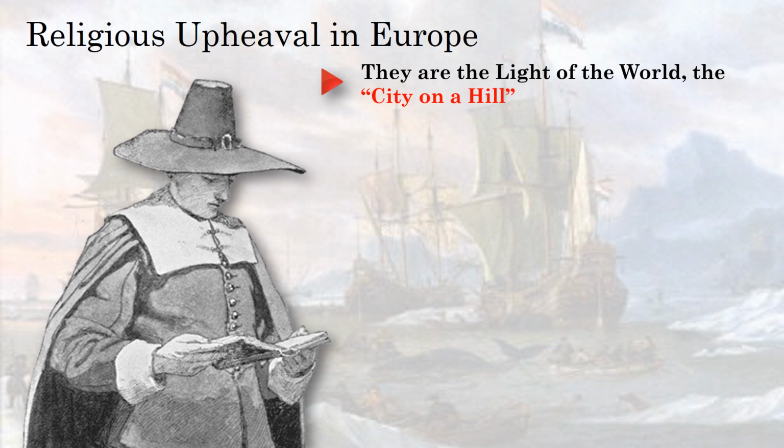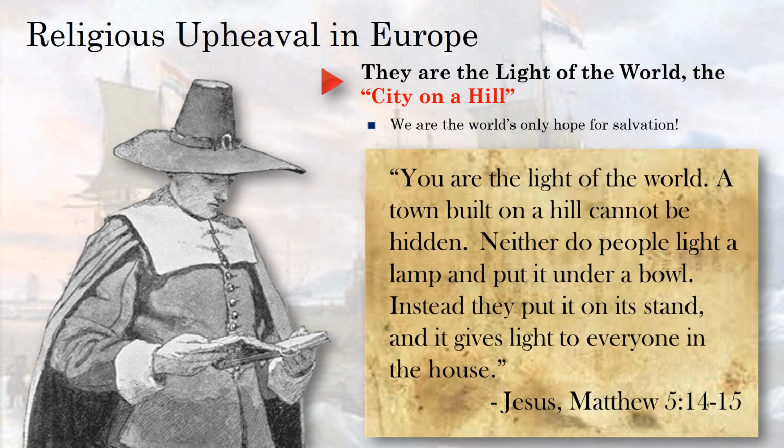So for a Puritan, it's not just a matter of isolating ourselves and living out our lives according to God's teachings, but we also have to be a light of the world. We have to bring others to the light. And that is what's known as their understanding of a certain passage out of the Bible, which references the city on a hill. In other words, we chosen, we elect, we Puritan, frozen chosen, we are the world's only hope for salvation. Jesus said in the Gospel of Matthew, "You are the light of the world. A town built upon a hill cannot be hidden. Nor do people light a lamp and put it under a bowl. Instead, they put it on its stand, and it gives light to everyone in the house."